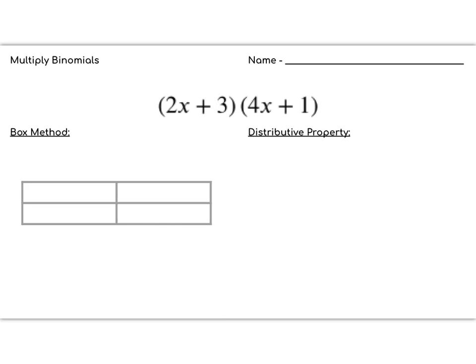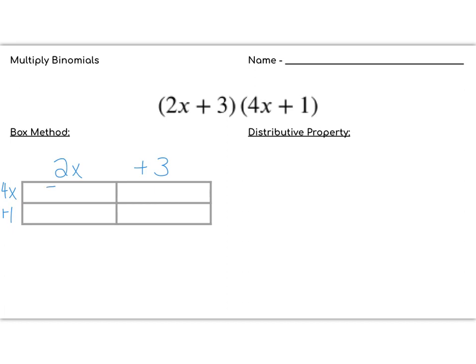In the previous lesson, we learned how to multiply two binomials using the box method. So if I am multiplying the binomial 2x plus 3 times the binomial 4x plus 1, I place each of the terms along the side of the box, so 2x plus 3, 4x plus 1, and then I multiply the sides of the box, each piece of the box that go together.